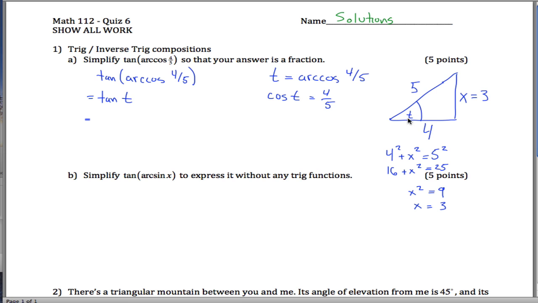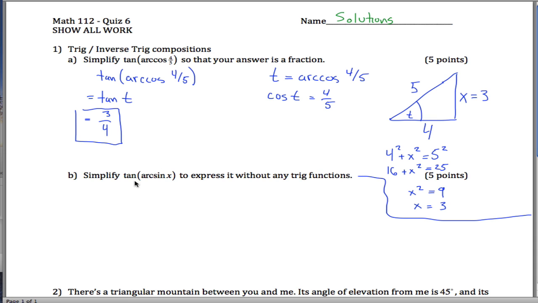Anyways, I have this triangle. Here's t. I can figure out the tangent of t. Tangent is just opposite over adjacent. Opposite is 3, adjacent is 4. Tangent of t is just 3/4. This right here is your answer. Kind of a clever little trick, I suppose, something that'll be very useful in calculus, as we saw on the perfect problem for this week.